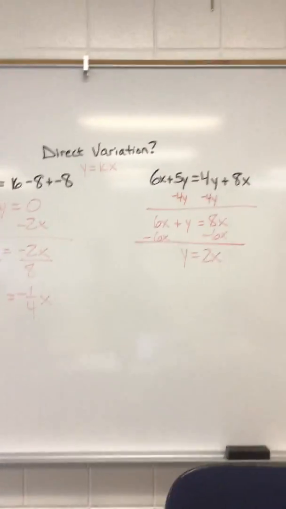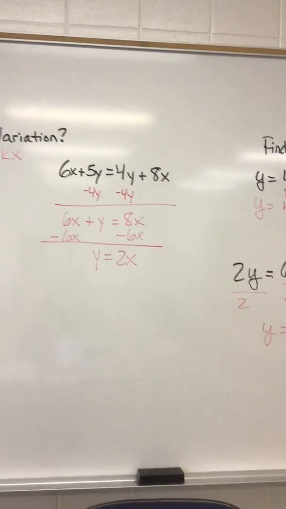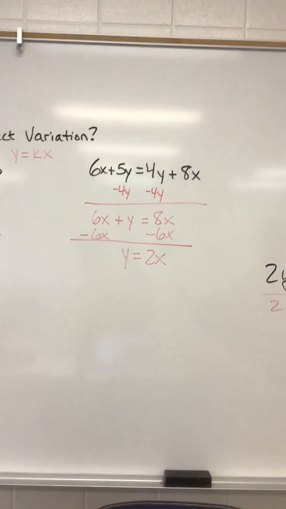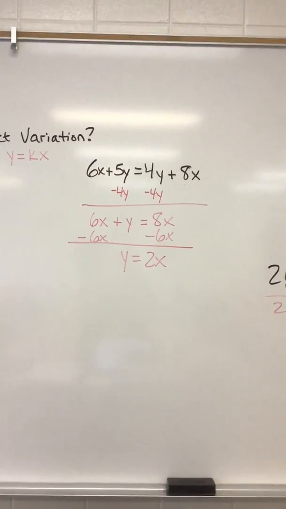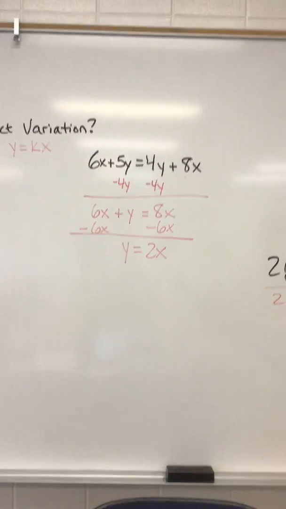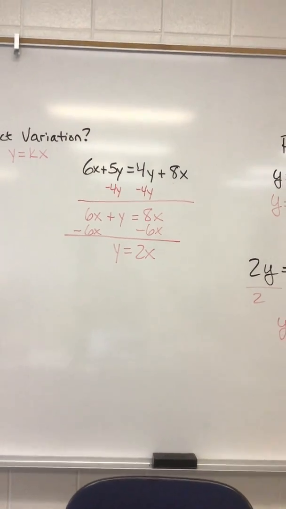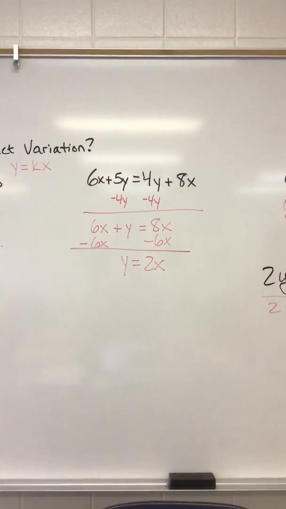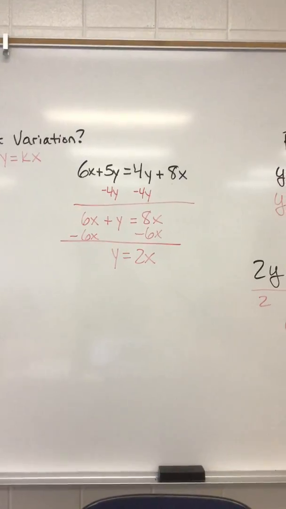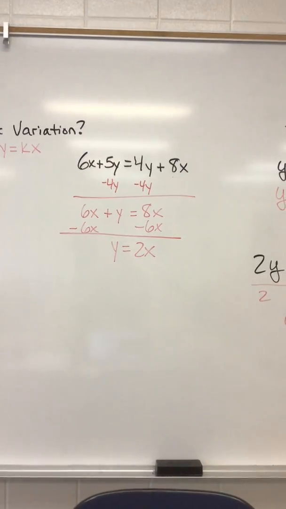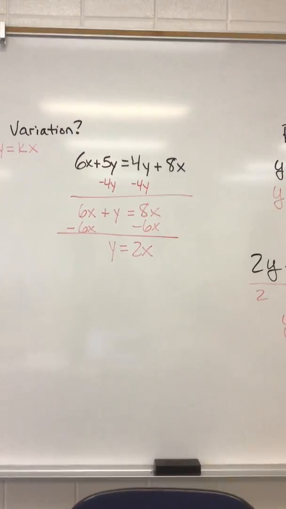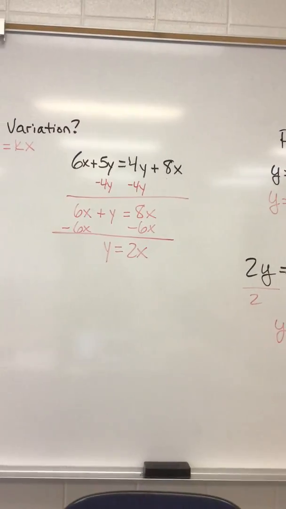The next one, is this a direct variation? Same thing. If I can make it look like y equals kx, then it is a direct variation. So I'm going to solve for y. I'm going to subtract 4y from both sides, and I get 6x plus y equals 8x. Now I have to isolate my variable, so I subtract 6x from both sides, and I get y equals 2x.